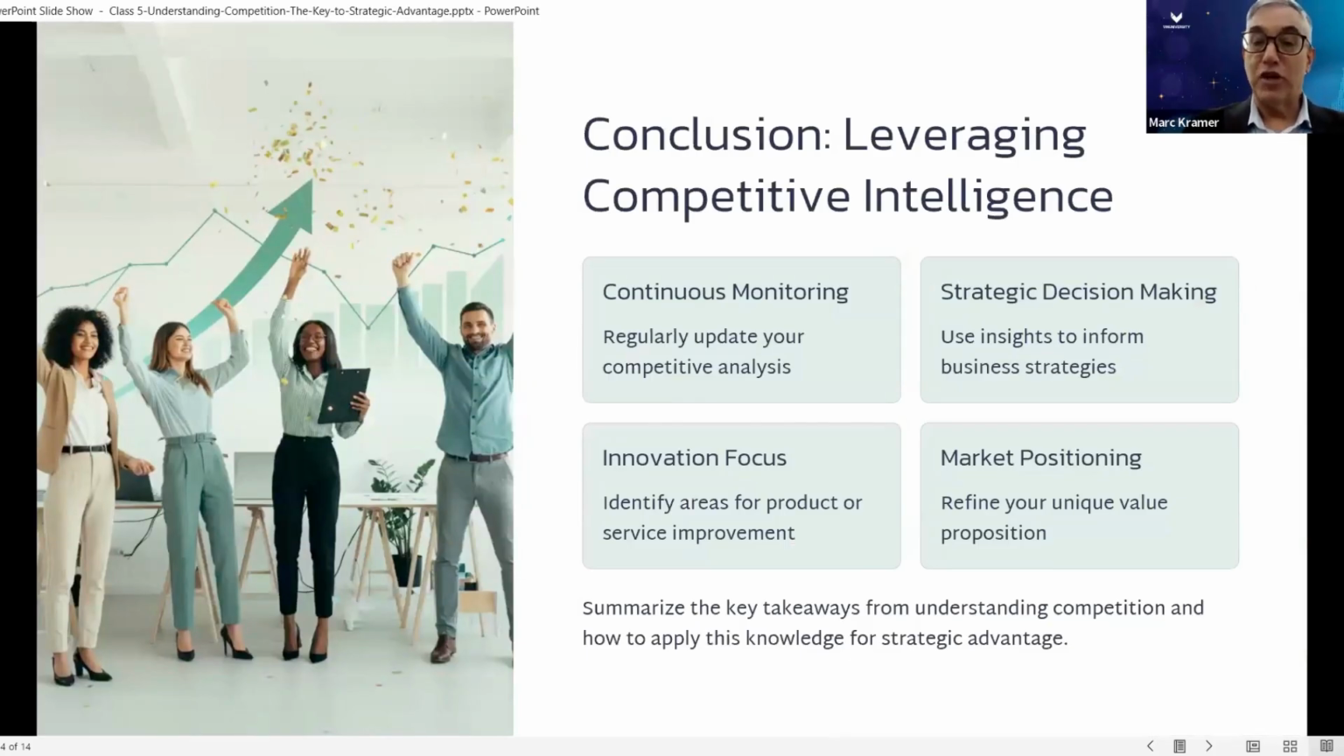Conclusion, leveraging competitive intelligence. Regularly updating your competitive analysis is important so that you are making sure that whatever you're offering is as good, if not better, than the competition. Look, if you go and see people who are cleaning clothes, pretty much it's all the same, and then it just becomes either an issue of how physically close they are to where you live, or that the price is a little bit better one from another.